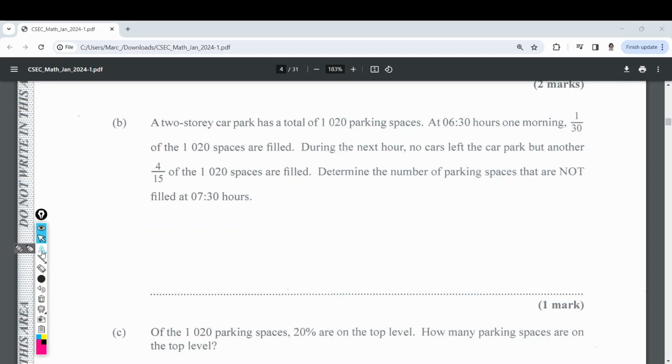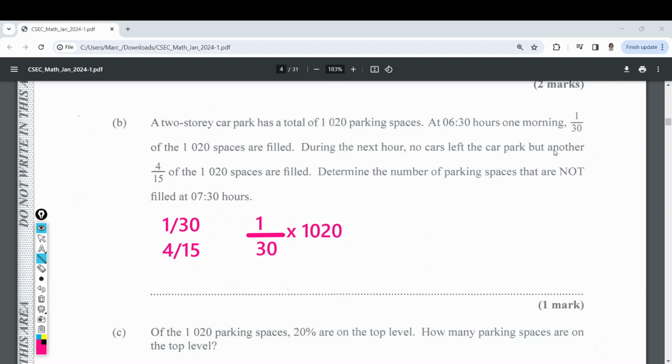All right, so guys, let's use the two fractions we have, right? The first one is 1 out of 30, and the second one is 4 out of 15. So guys, we actually need to use these now. It would make sense for us to use these. So we're going to say 1 over 30 multiplied by 1020, and that's how many cars had filled the parking lot at 6:30.